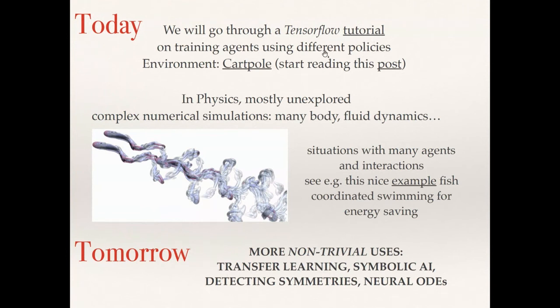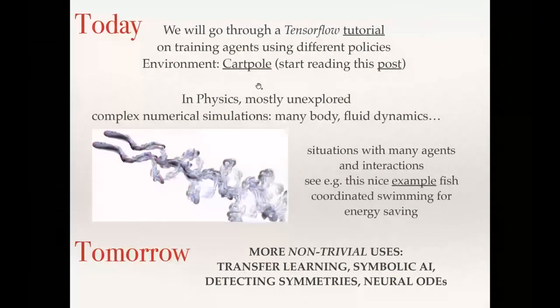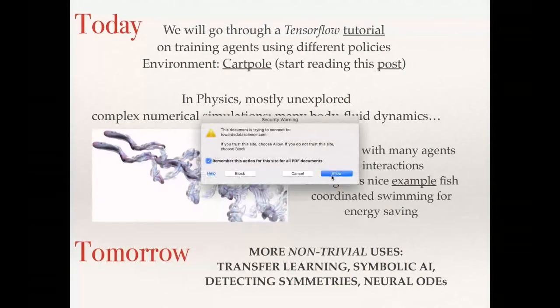The idea is that you are going to take an environment called CartPole, which you are going to optimize using reinforcement learning. In this tutorial, they will tell you about the different reinforcement learning algorithms and the different optimization policies and the scouting of the different trajectories and so on. But what I would like you to do today is first start reading this post. Let me just open it so I can show you.